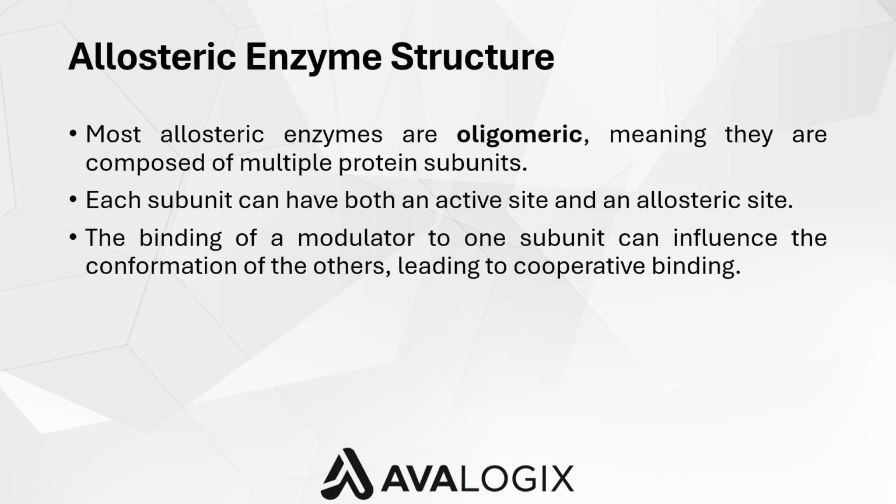The subunits are held together by non-covalent interactions, but they are not independent entities. The binding of a modulator or a substrate to one subunit can physically and structurally influence the conformation of the other subunits. This inter-subunit communication is often referred to as allosteric communication and is a fundamental aspect of their mechanism. It's this intricate physical connection between the subunits that allows for a phenomenon called cooperative binding. Without this oligomeric structure, the powerful cooperative effects we're about to discuss would simply not be possible.